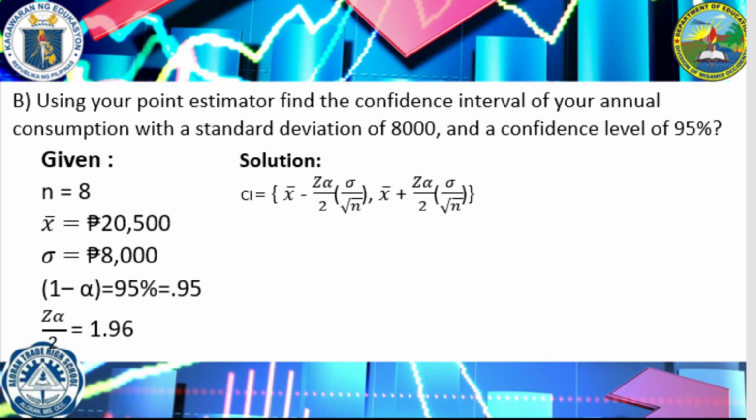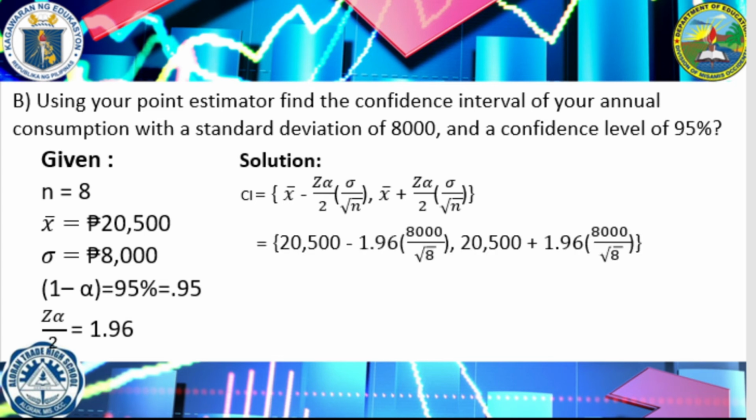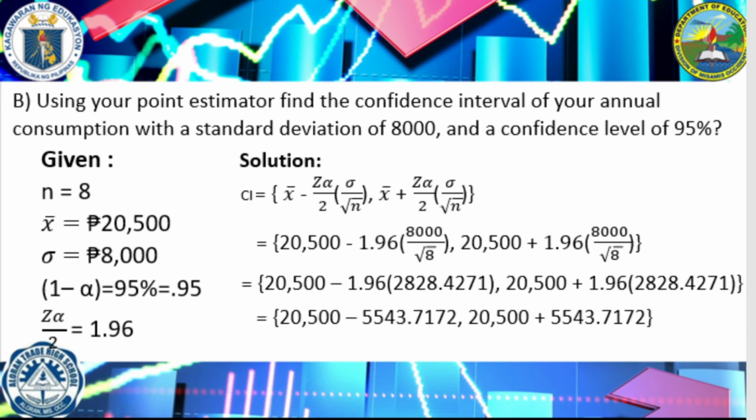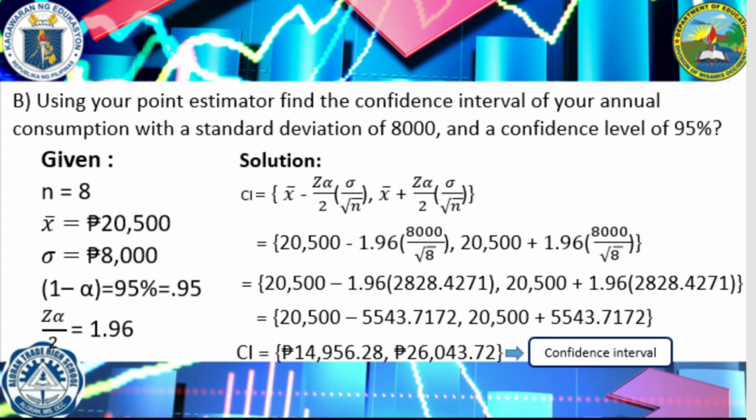Now for our solution, we use the formula of the confidence interval and we substitute the values of the given. So we first simplify 8,000 divided by the square root of 8. This is our answer. Multiply that by 1.96. The answer is 5,543.7172. So the confidence interval is 14,956.28 to 26,043.72. Here is our lower limit and this is our upper limit. You need a calculator to be able to solve for this value.